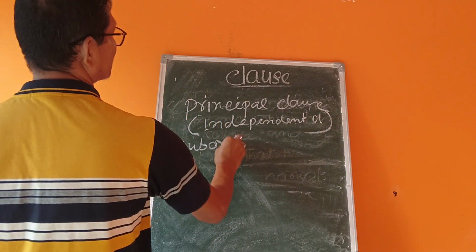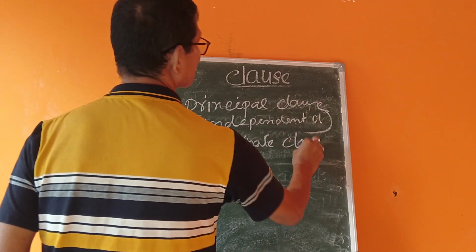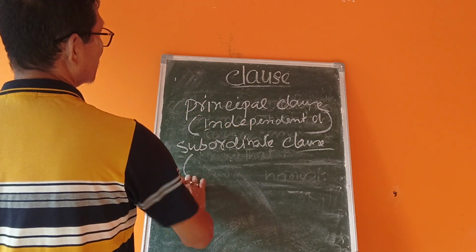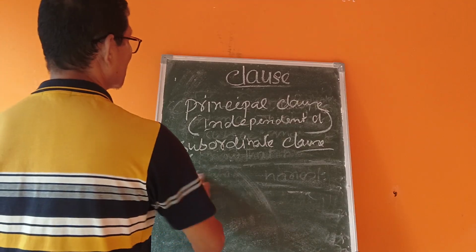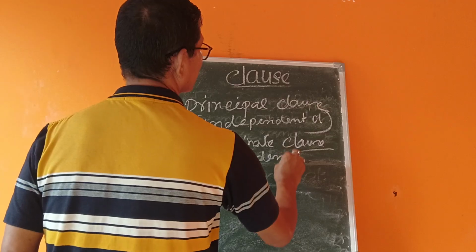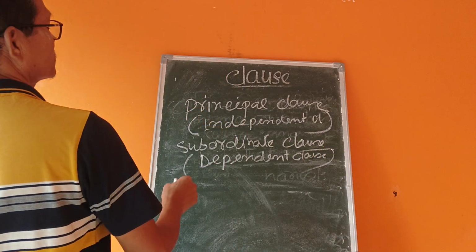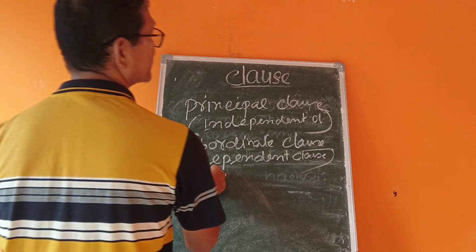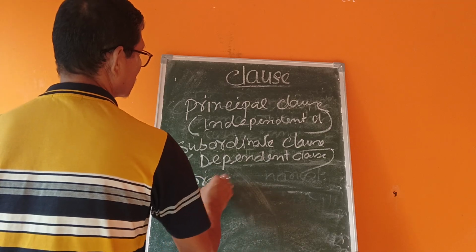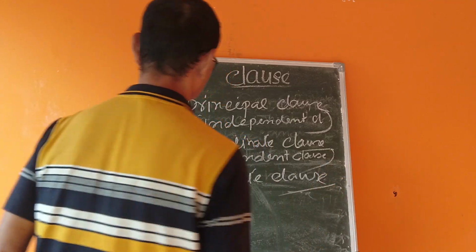Next is subordinate clause. Another name of subordinate clause is dependent clause. And third is coordinate clause.